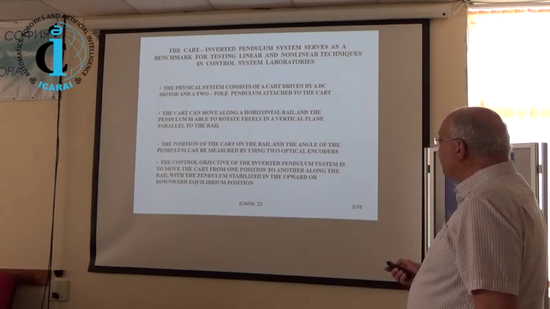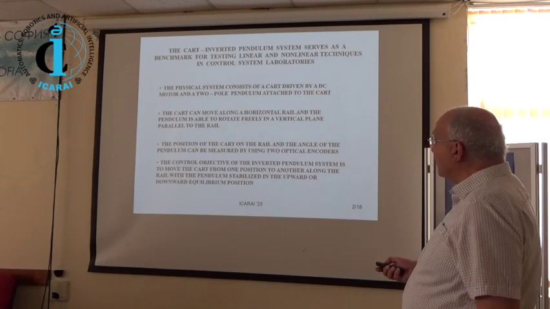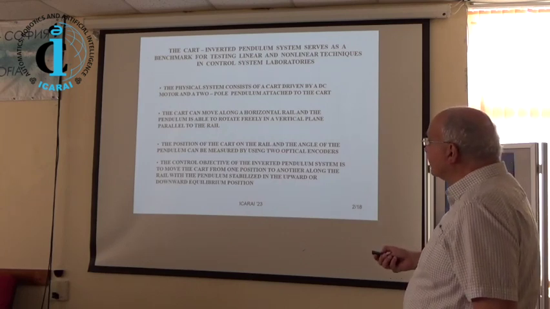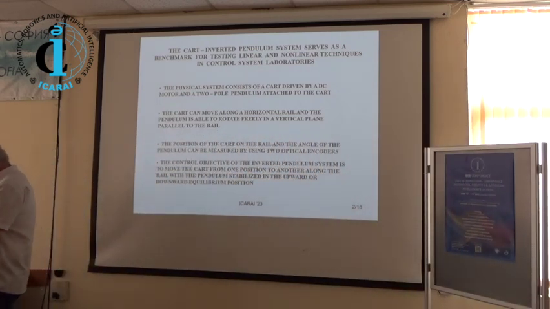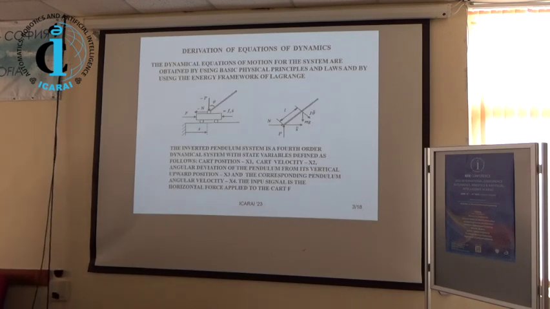What we have as state variables are the position of the cart, the displacement with respect to the coordinate system, the velocity of the cart, and the angular position and angular velocity of the pendulum. Here you see the free body diagrams for the horizontal motion and for the angular motion.